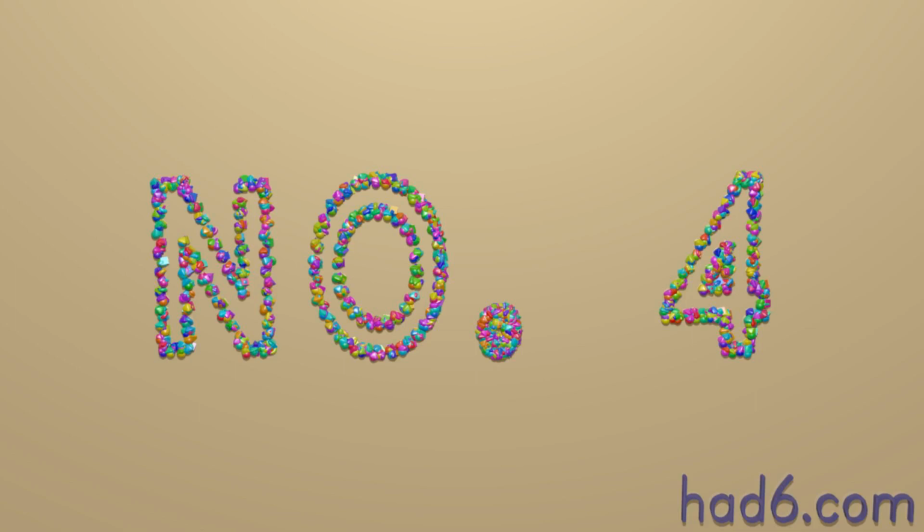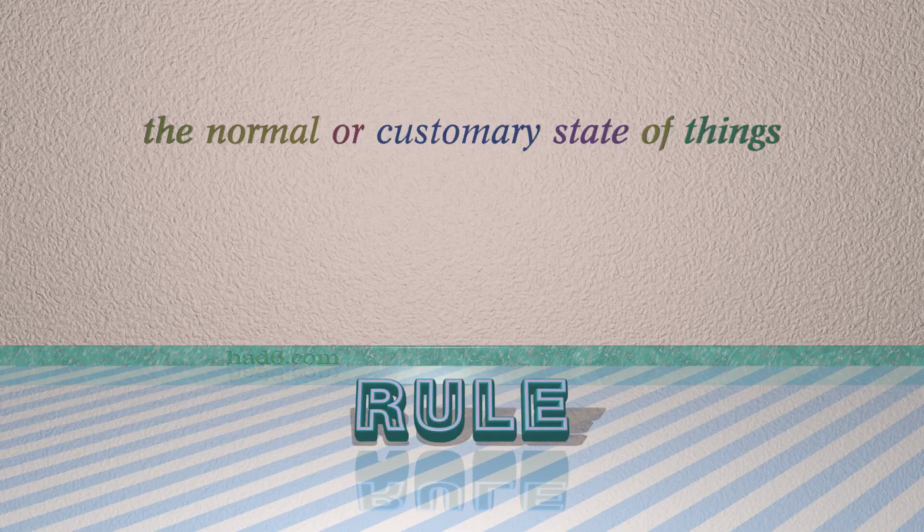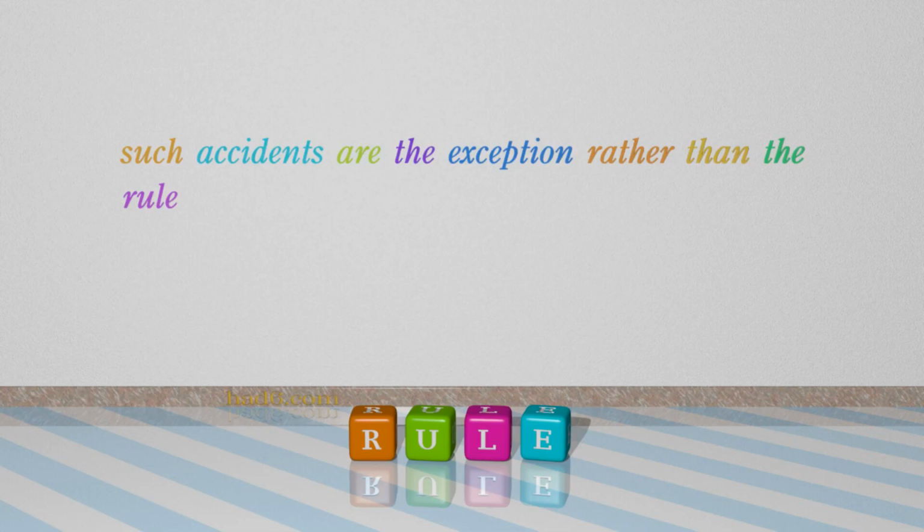Number 4. Rule. Which means the normal or customary state of things. Rule. For example, such accidents are the exception rather than the rule.